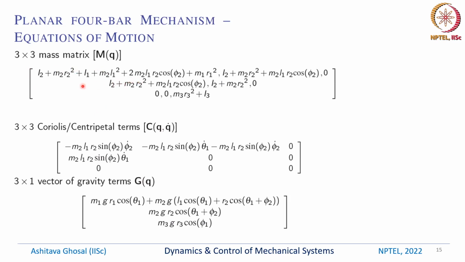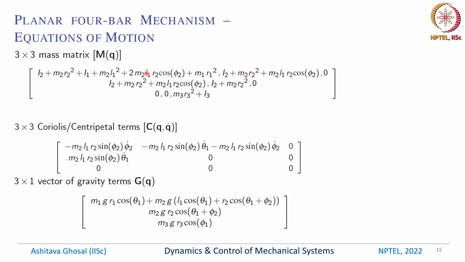Okay, so again you can see that the mass matrix has terms like I2 plus M2 R2 square plus I1 M2 L1 square and so on. These terms are exactly the same as what we obtained for the planar 2R chain, except instead of theta 2 we now have phi 2. The 1 2 element is again the same as for the planar 2R chain. The 2 1 element is also the same. This is I2 plus M2 R2 square. You can go back to your notes and see that these are exactly the same.